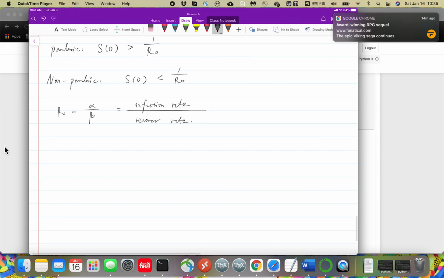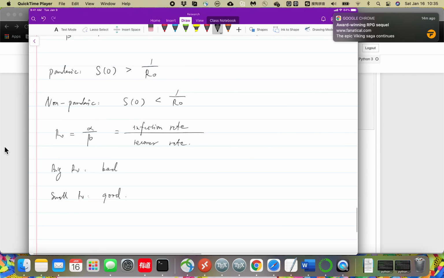Big R naught means relatively fast infection and relatively slow recovery, so bad. Small R naught, good or safe. Okay, so that's the whole thing we have here.